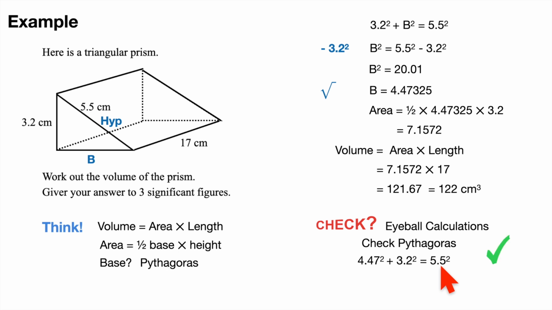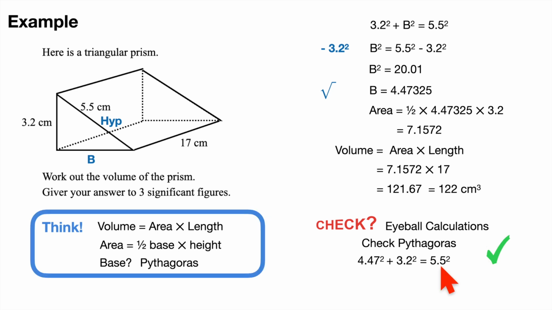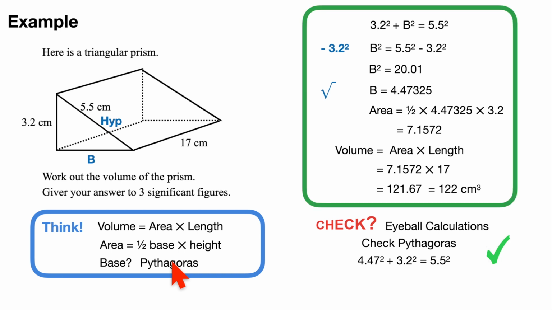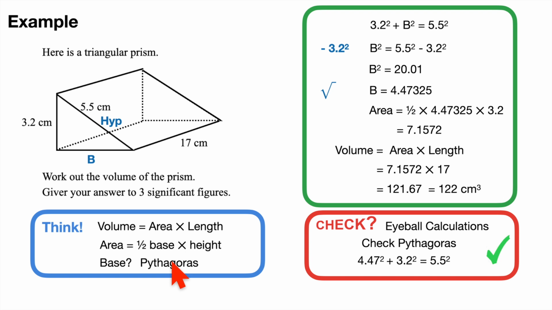Give myself a little dollop of dopamine and think about what we did. We had to think about it. We realized we didn't have the base, so we had to do a calculation, which is by Pythagoras, which gives us an extra mark or so, I would expect. And then we did the calculation and then we checked it.